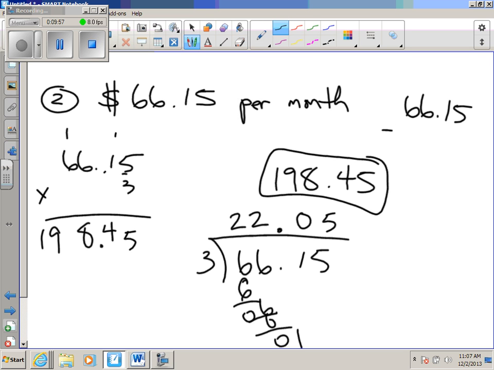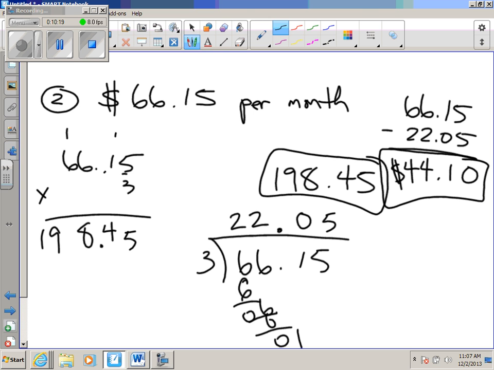Let's just subtract the $22.05. This is what it would have cost. This is what they're paying. The difference will be how much they're saving. So we subtract. $44.10 is what they're saving.